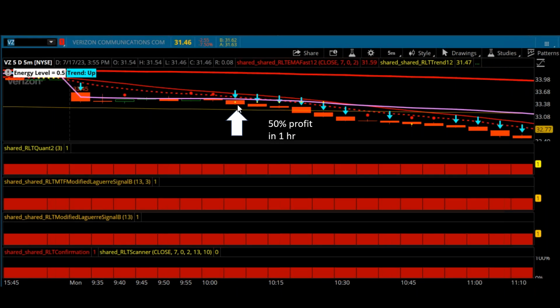This was Verizon. This was a short in Verizon for 50% in an hour. It broke down below the VWAP with a pop out of the box. Everything's red. I remember this when we took the contracts, $45 a contract, and we get out an hour later for $67 a contract. So $450 for 10 contracts turned into $670. Pretty nice trade.